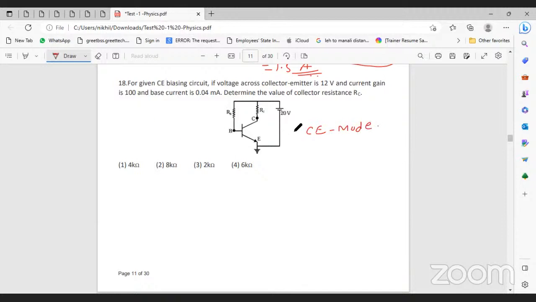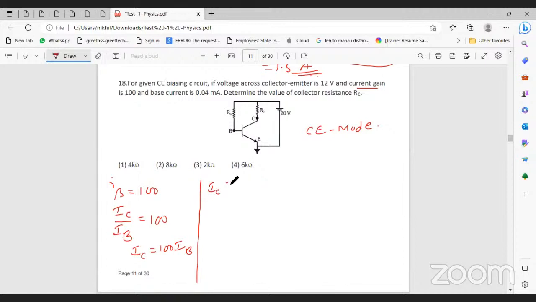Now, in this common emitter configuration, beta is the current gain. Current gain beta is 100. Current gain is output current IC divided by the input current IB. That is IC by IB is 100. Therefore, what is IC? IC will be 100 times IB. So IC will be equal to 100 times IB.